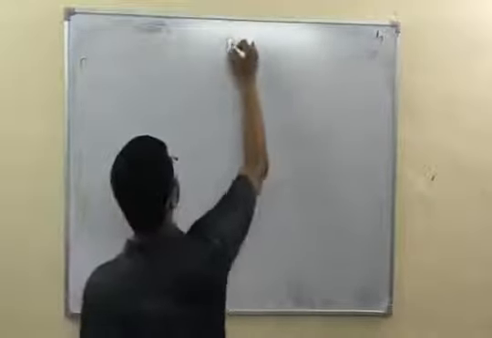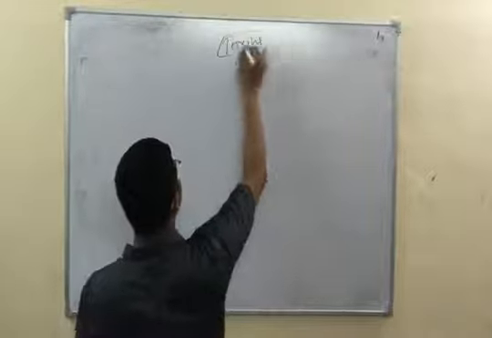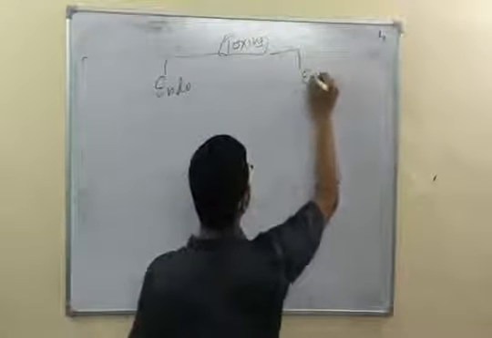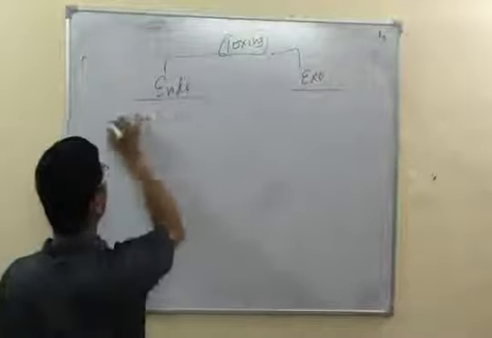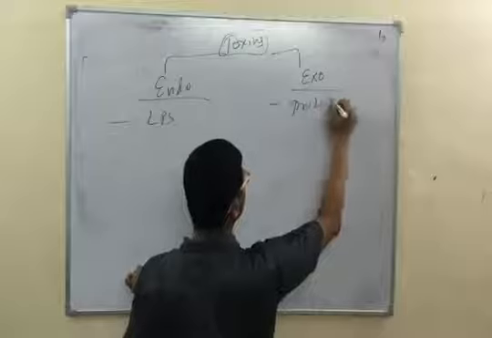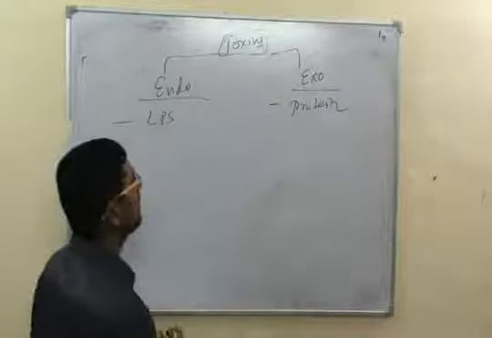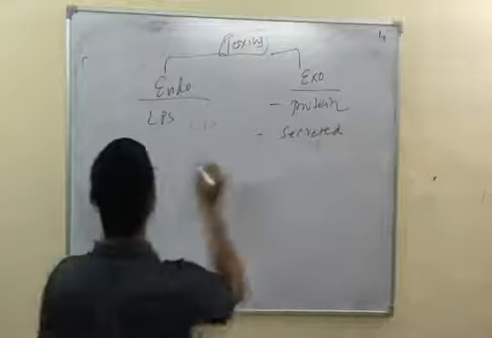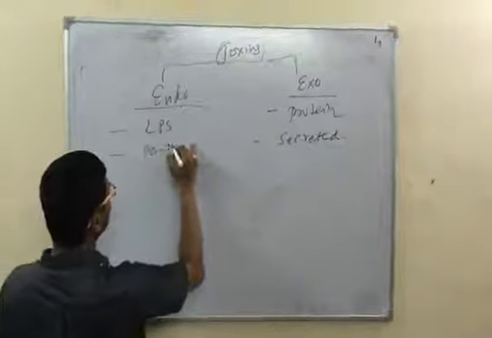Now a bit about bacterial toxins. Bacterial toxins can be classified as endotoxin and exotoxin. Endotoxins are lipopolysaccharide in nature, in contrast to exotoxins which are proteinaceous in nature. Exotoxins are secreted outside, whereas endotoxin is a part of the bacterial cell wall.